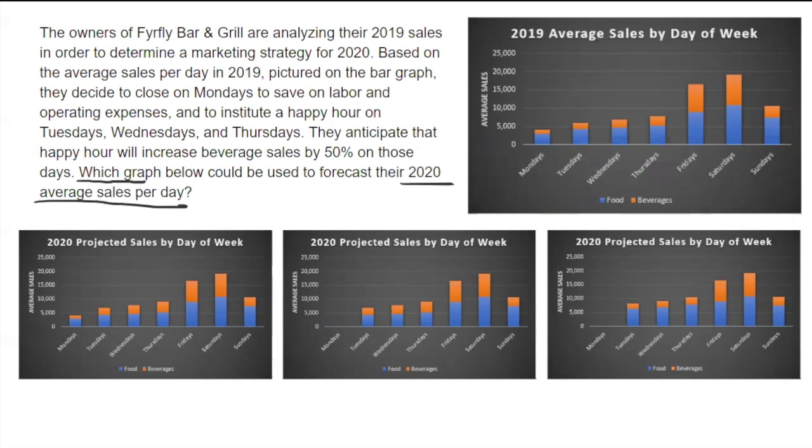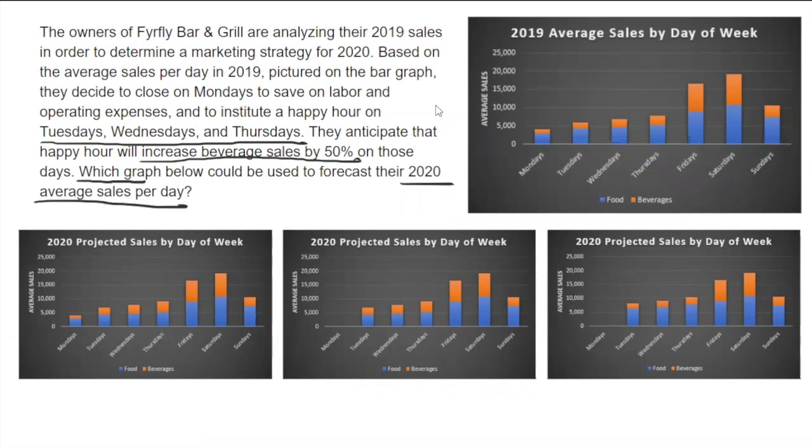Beautiful. Okay, so we're wanting to forecast what 2020 is going to look like. Any thoughts? So would you look at the Tuesday, Wednesdays, and Thursdays on the graph? Cool. What would you look for on Tuesday, Wednesdays, and Thursdays? The increase in sales? Yeah, they said those beverage sales were going to increase by 50%. They expected that on Tuesday, Wednesdays, and Thursdays. So we definitely want a graph where we see an increase in beverage sales by about 50% on those days. What should we be looking for on these graphs if we're looking for those 2020 projected sales?